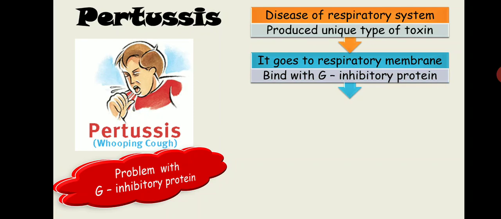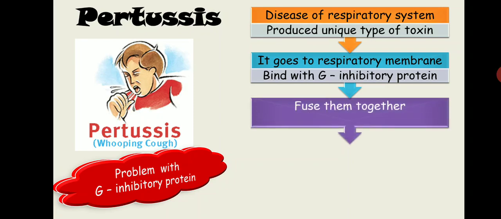What does it cause by binding the G inhibitory protein? This pertussis toxin will fuse them together. What do they fuse together? They fuse the G inhibitory protein complex, that is alpha, beta and gamma. It fuses them together so the alpha subunit is not able to detach when it needs to be detached, so adenylyl cyclase will not be inhibited.